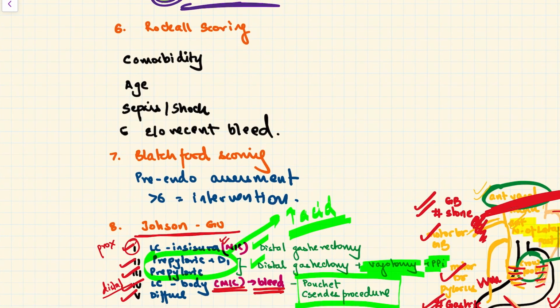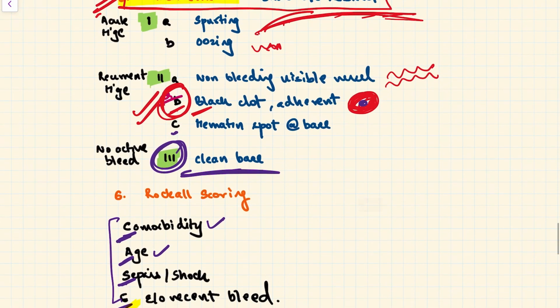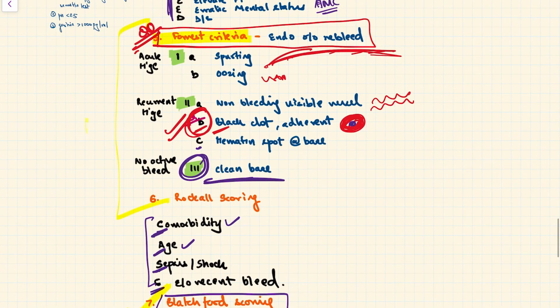Next is Rockall scoring, which you can remember by CASE, right? C is comorbidity, you just need to know the constituents, and even if you remember it, that's okay. C is for comorbidity, A is for age, S is for sepsis, and E is evidence of recurrent bleed, right? Then Blatchford scoring system, it is a pre-endoscopic assessment, and for score more than 6 only intervention is required. Just remember that this is a non-endoscopic score, while these two are endoscopic scores.